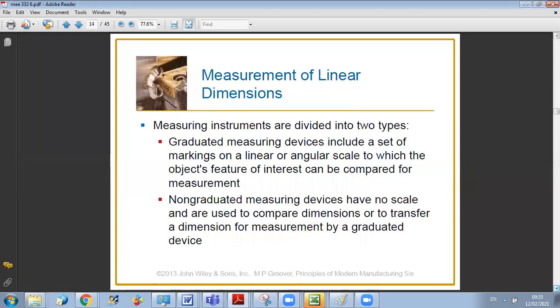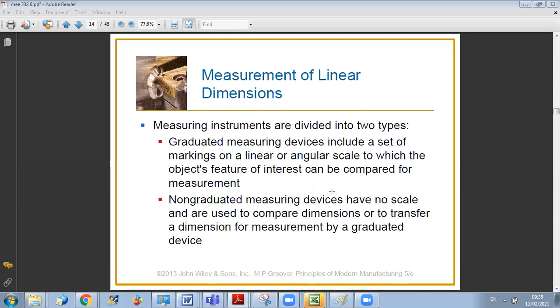Now, how to measure linear dimensions? Measuring instruments are divided into two types. You have graduated measuring devices, which include a set of markings on a linear or angular scale to which the object feature of interest can be compared for measurement. You are familiar a lot with graduated measuring devices. You use them a lot.